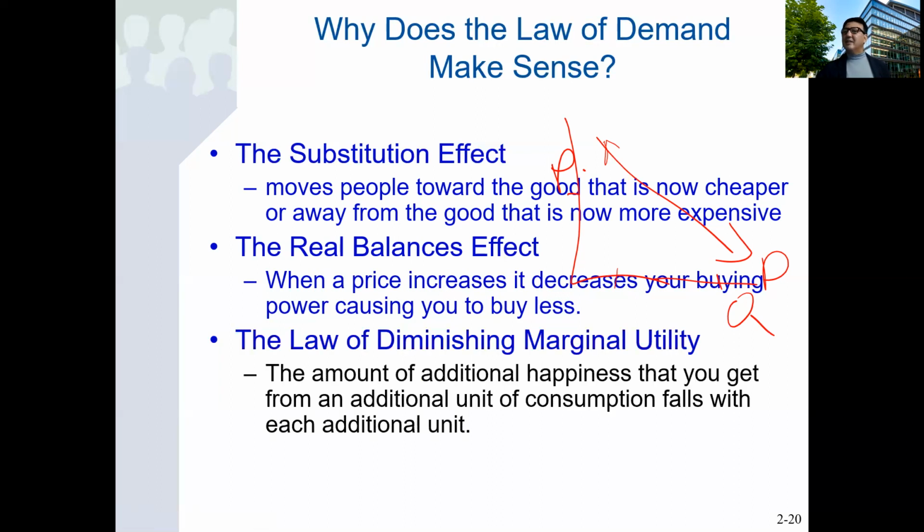You're less satisfied as you consume more and more things. In technical jargon, the amount of additional happiness that you get from an additional unit of consumption falls with each additional unit. That's a lot of words, but essentially that's the law of diminishing marginal utility.